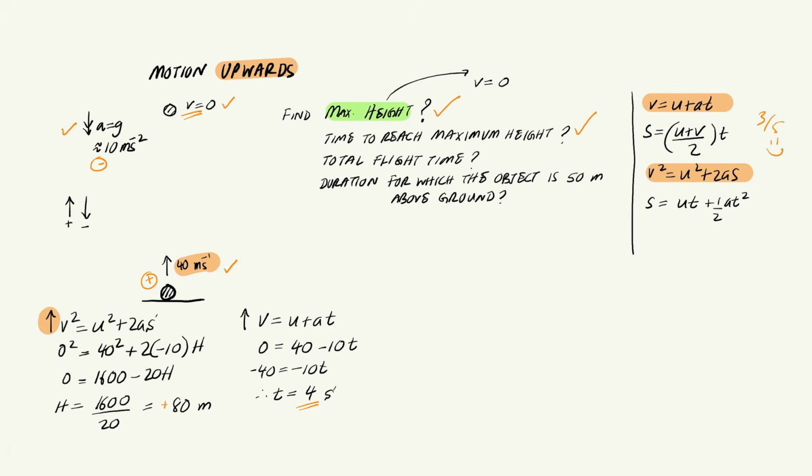Now let's find the total flight time, the time taken for the object to travel from the ground up to maximum height and all the way back down to the ground again. There are 2 methods for this. Let's look at both.